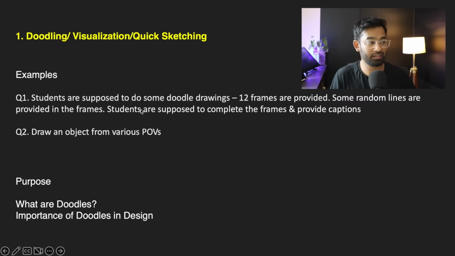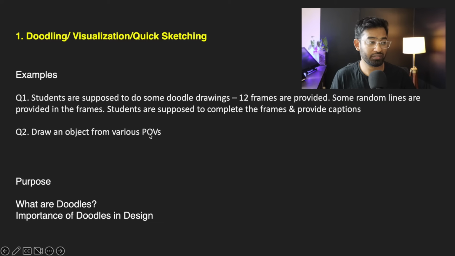Let's see the first example. They are asking you to complete the given lines. So here they are definitely testing your creativity. They are testing your visualization skills. You have to do 12 frames and probably you would be given like 30-40 minutes for this exercise. So you have to do quick sketching / doodling, and that's what they want to test over here.